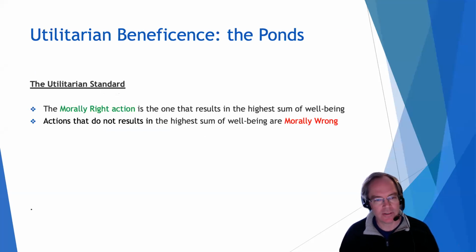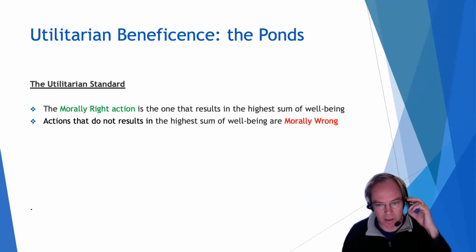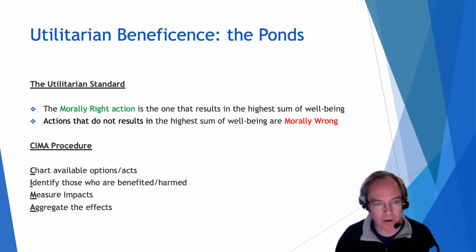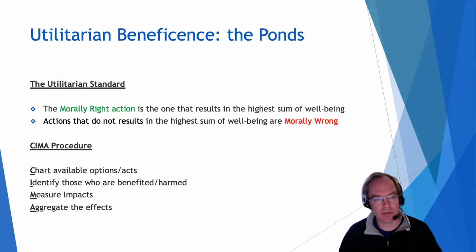So the utilitarian standard is that morally right actions are the ones that result in the highest sum of well-being in the future world, and the actions that don't result in the highest sum of well-being are morally wrong. So that's the basic idea. And I've got a procedure here that you can apply to figure out how to do that. I call it the CHIMA procedure.